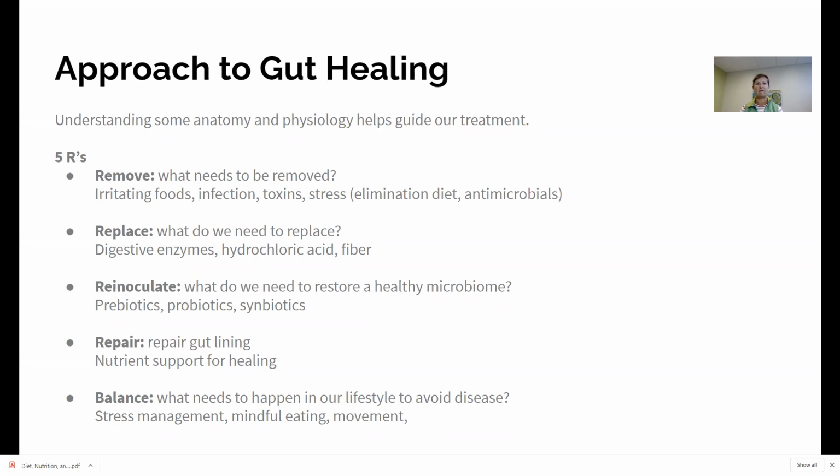Basically the 5 R's. Number one, we think about removing. What needs to be removed? Are there irritating foods? Is there an infection maybe we need to treat? Are there toxins? Is it just stress? Stress in our life is going to cause problems in our gut. So we can use things like an elimination diet. We can treat with antimicrobials, whether it's an antibiotic or an antifungal, and certainly balancing stress can make a big difference.